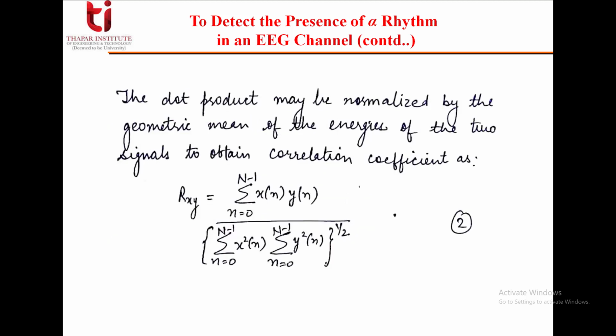The dot product may be normalized by the geometric mean of the energies of the two signals to obtain the correlation coefficient. So you can see we have normalized by dividing it by the square root of the product of two summations, or we can say two energies. These are of the different signals, x and y.